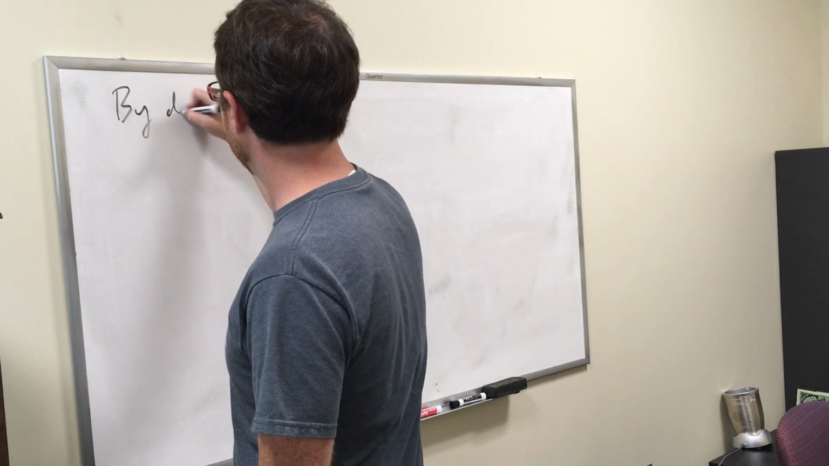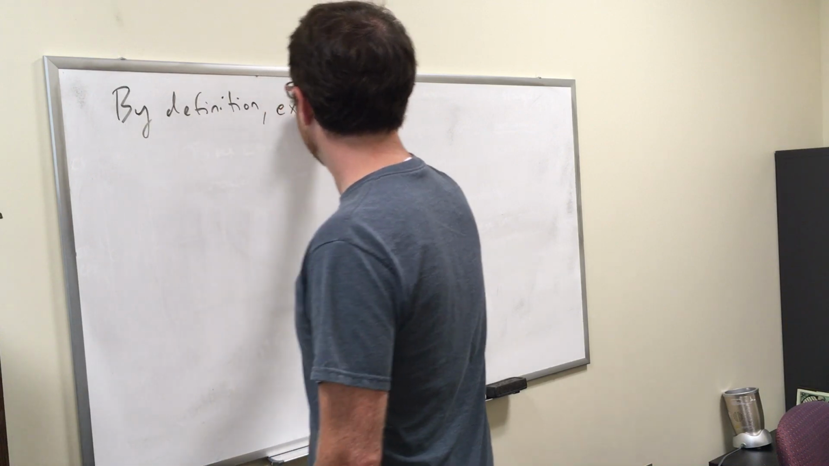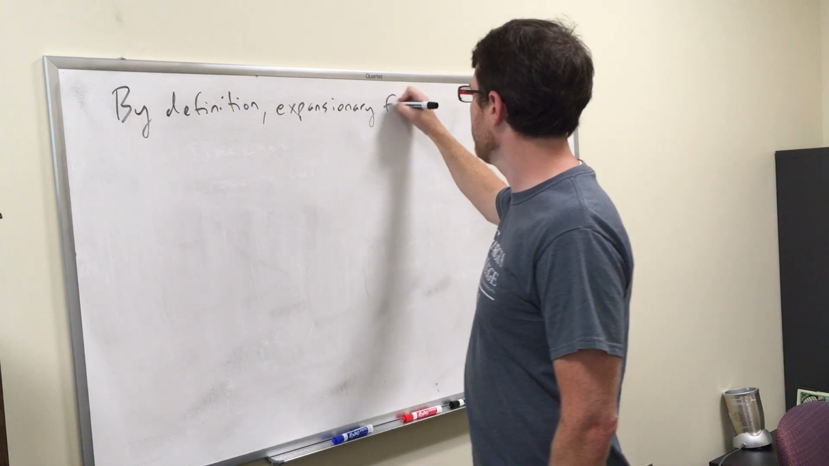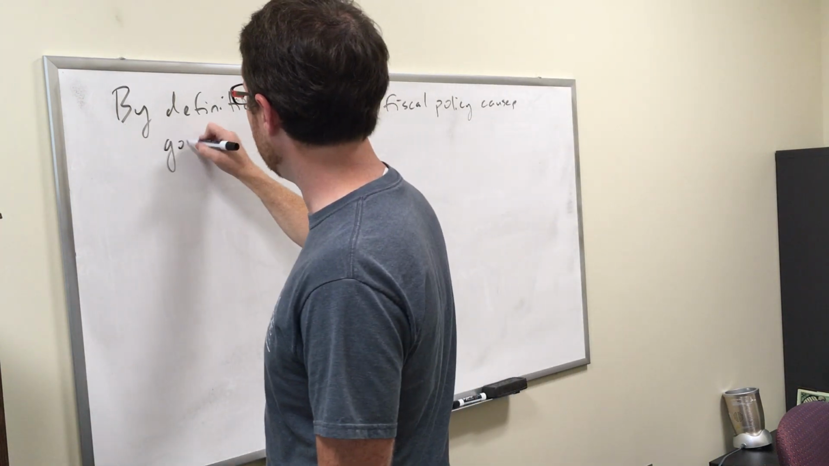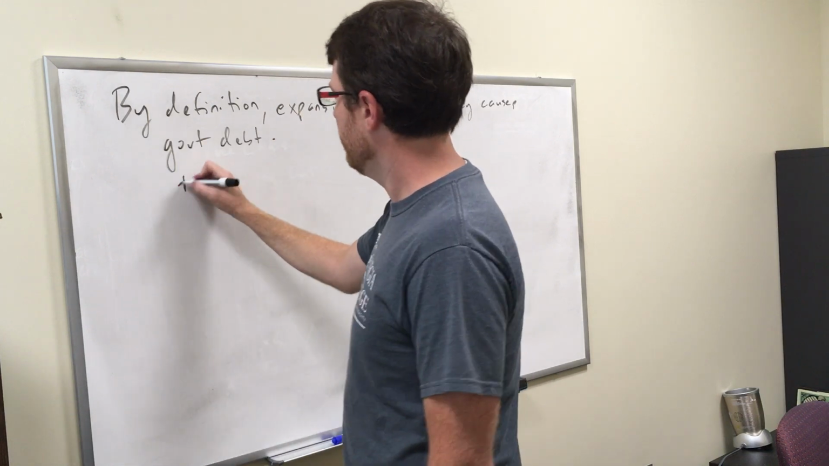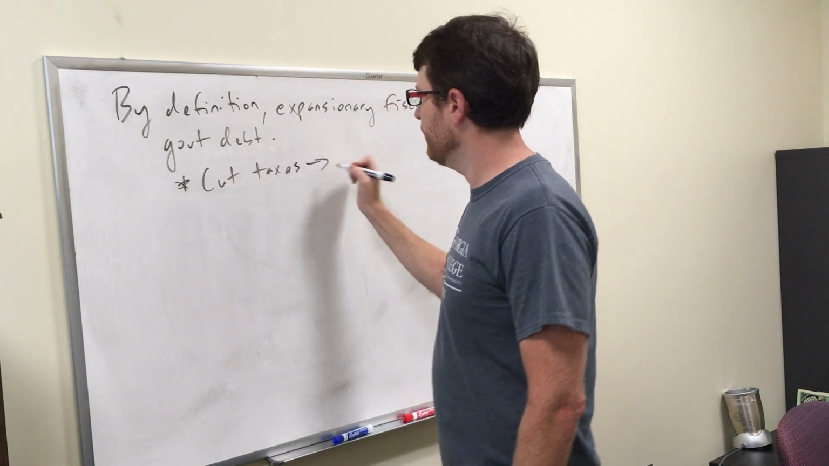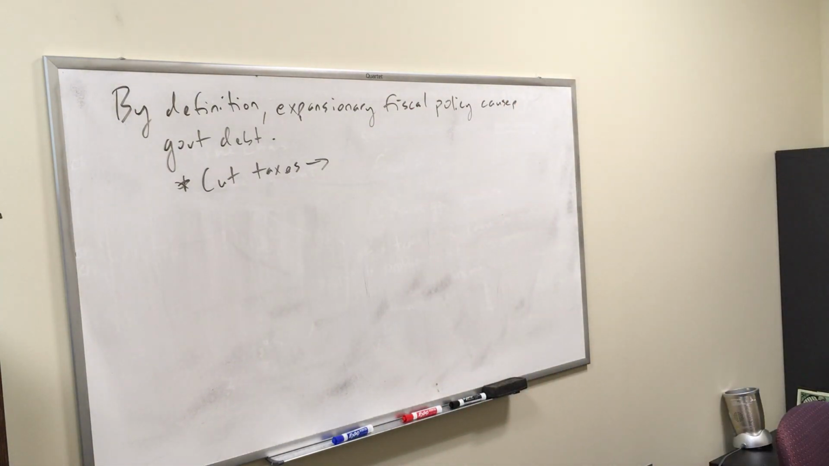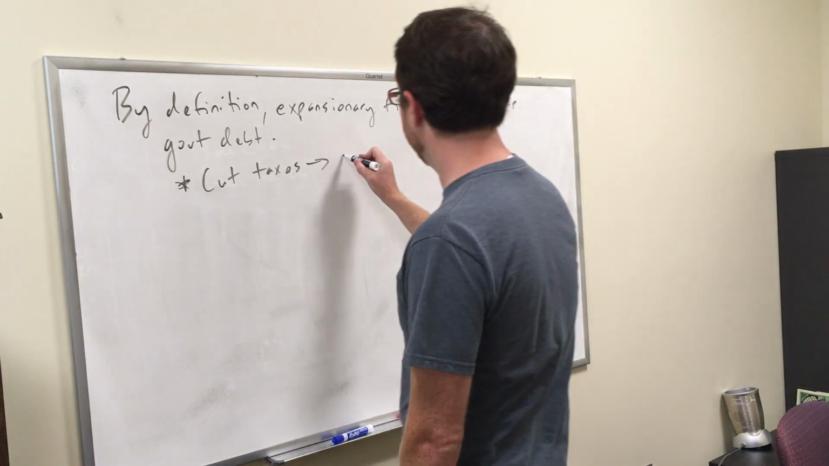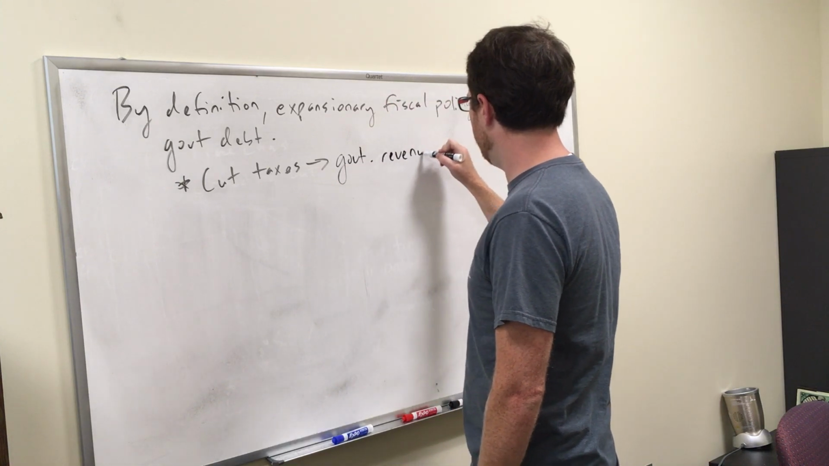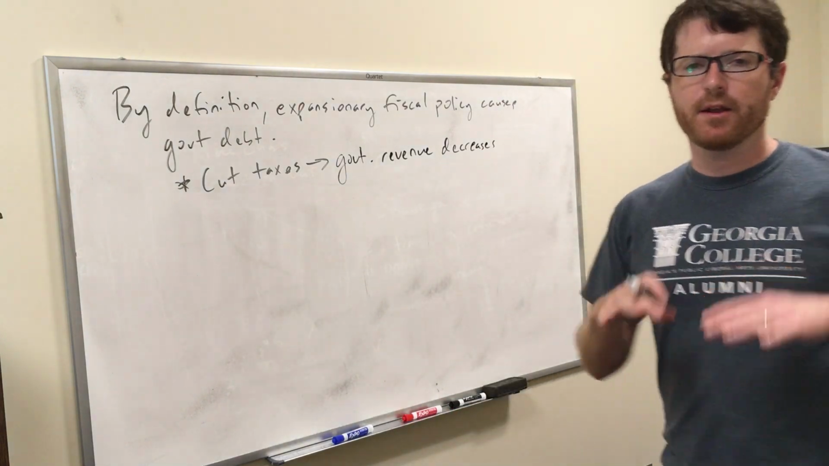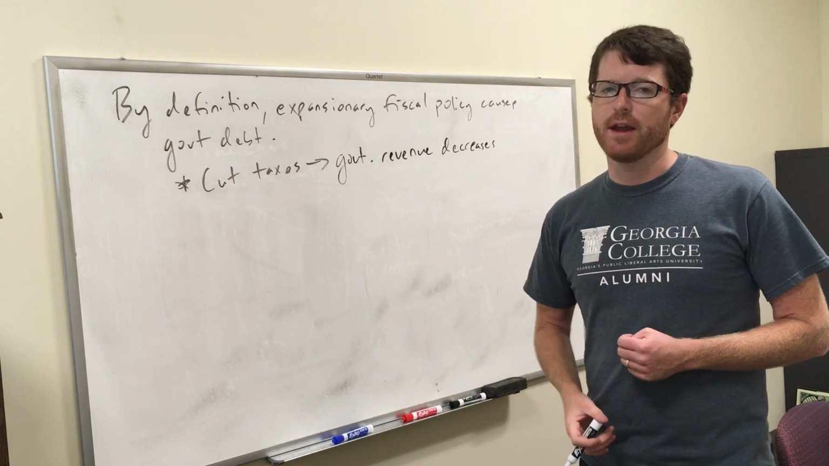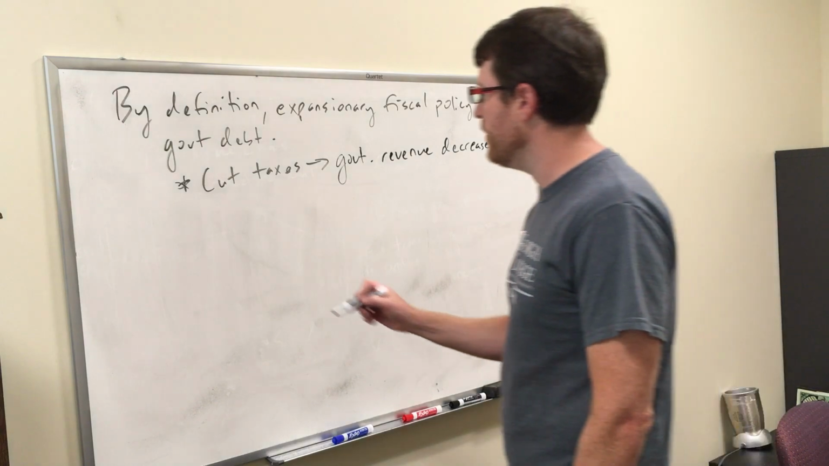So by definition, expansionary fiscal policy causes debt. So if the government cuts taxes, why does that cause debt? Well, if the government cuts taxes, that means government revenue decreases. Just like for individuals, if they bring in less revenue, if my income goes down and I don't change anything else, that could push me into debt. So if you cut taxes, government revenue decreases.